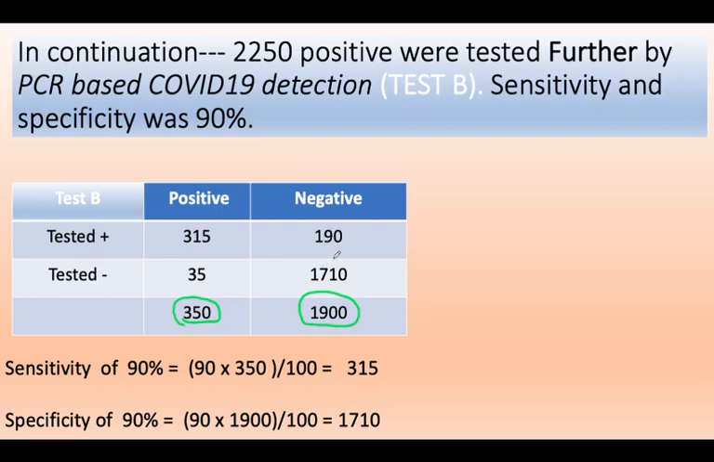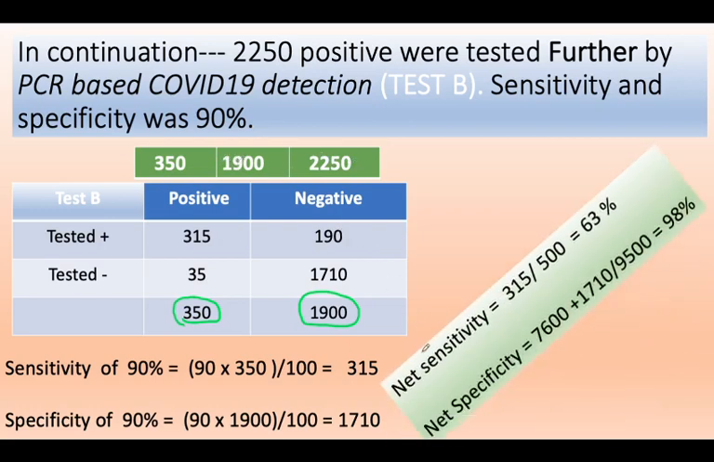We have done it, right? So these are again the values. If you are confused about 2250, this is the total positivity declared by test A. So for calculation of net sensitivity, we use 315 divided by 500, that is the total prevalence, which is equal to 63%. So a net sensitivity value is mentioned over here.